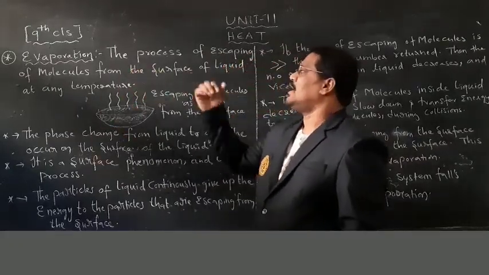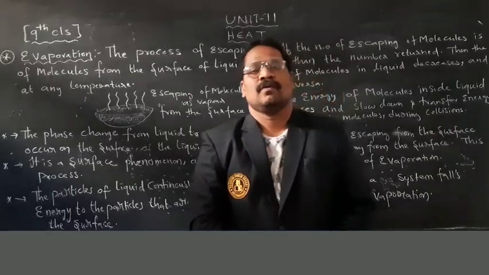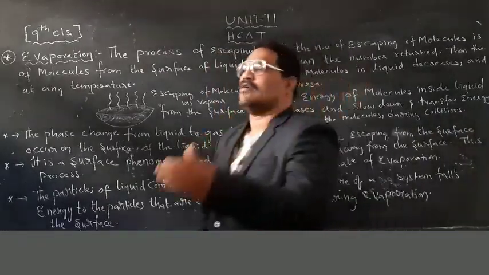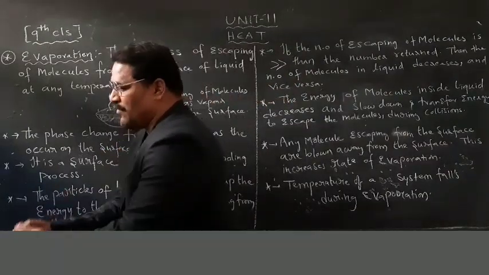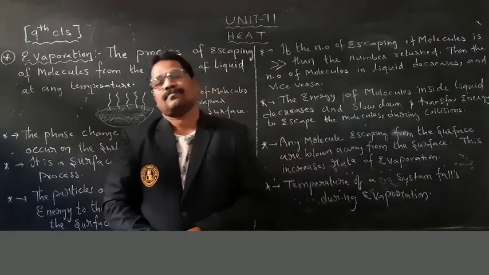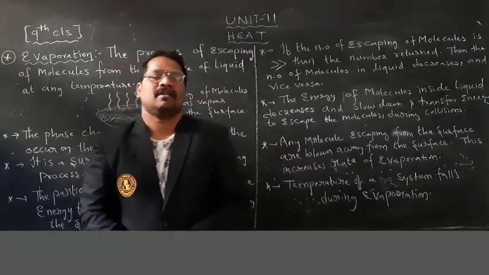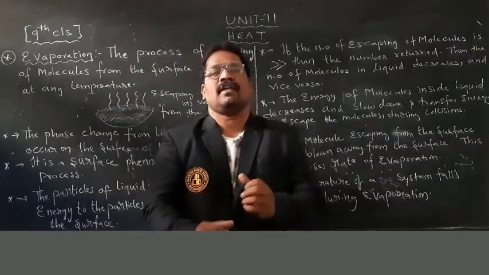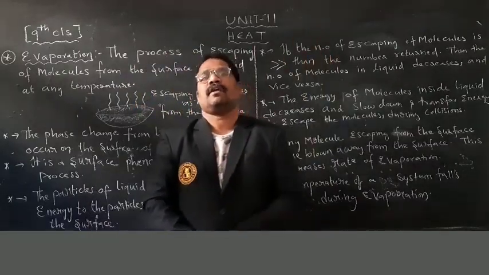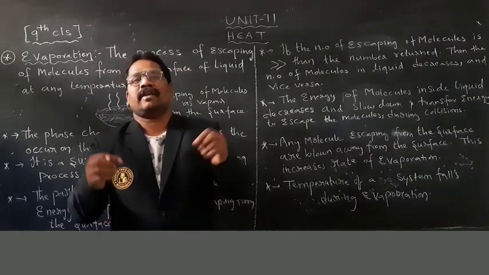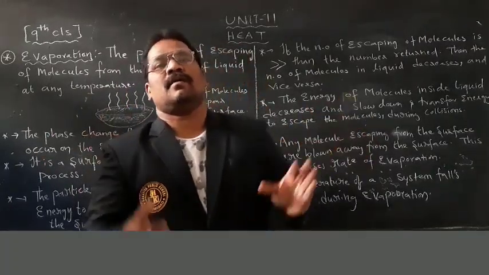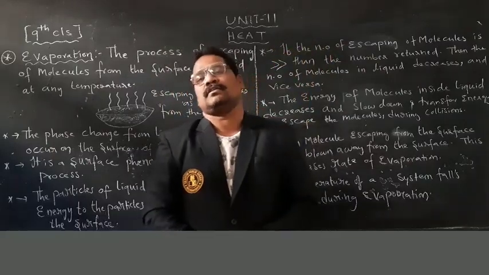Coming to the topic called evaporation. What is called evaporation? If you take the clothes that we have washed using a washing machine, and keep those clothes in sunlight, the wet clothes will get dried up after a few hours. The water doesn't exist within them anymore.